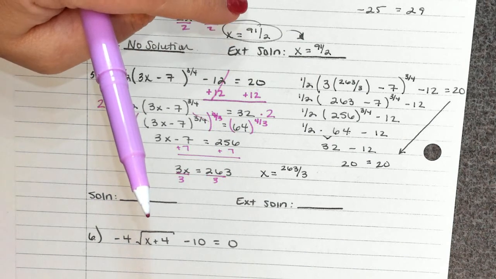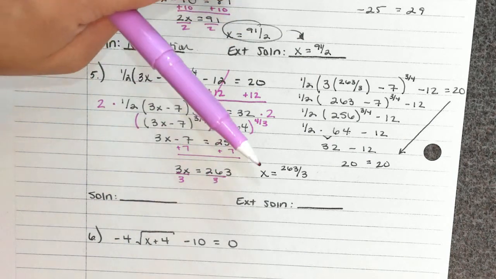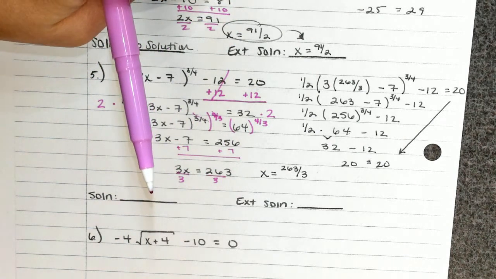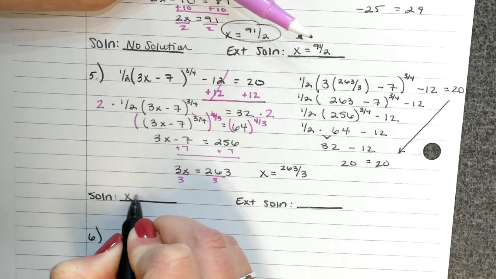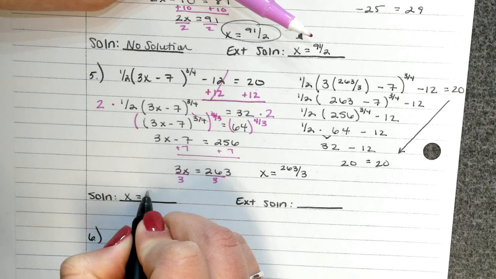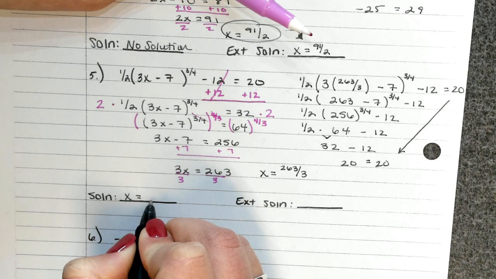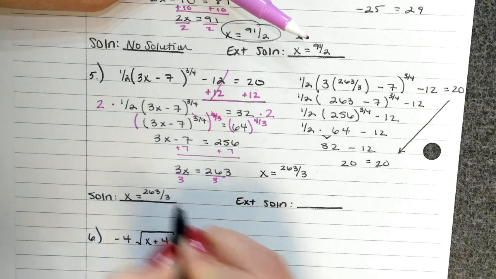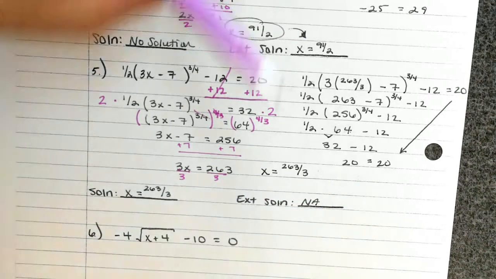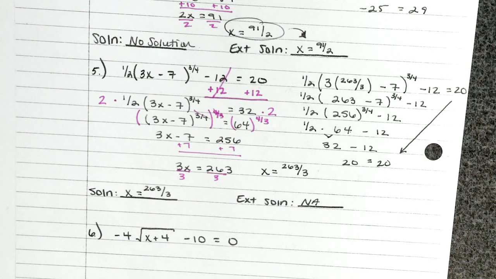Yes. So where does our solution go? In the solution. Extraneous or solution? It's a solution. What was our solution then? X equals what? 20? No. 263 over 3. And extraneous, not available.